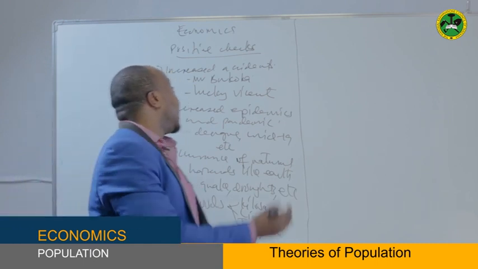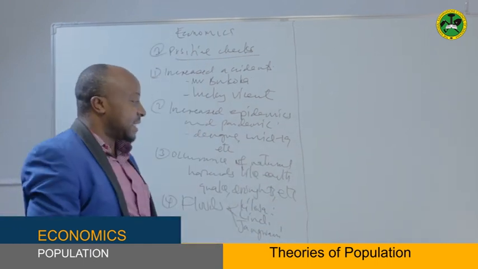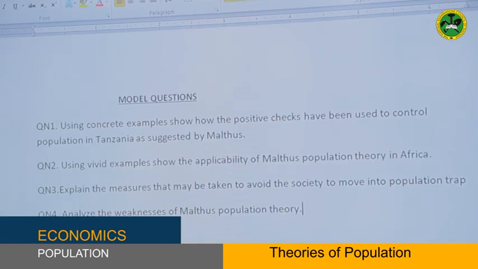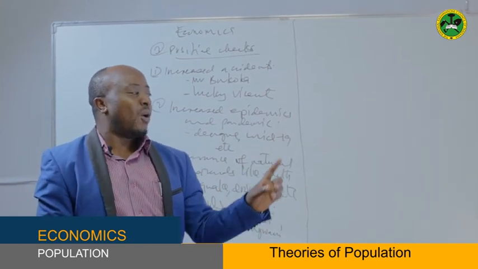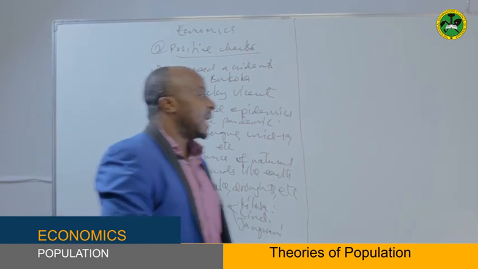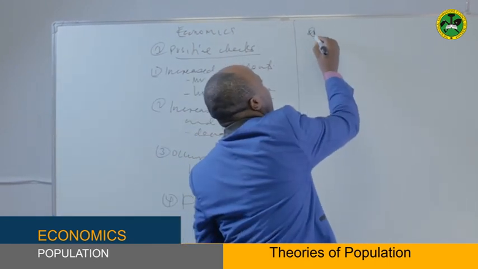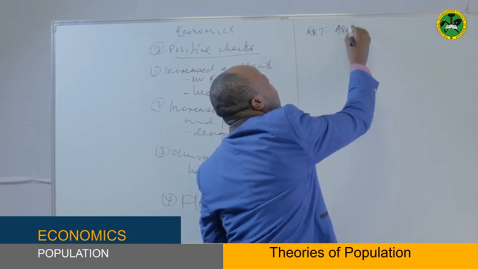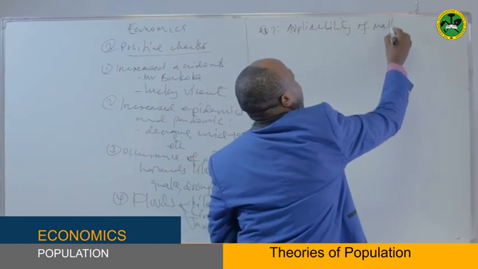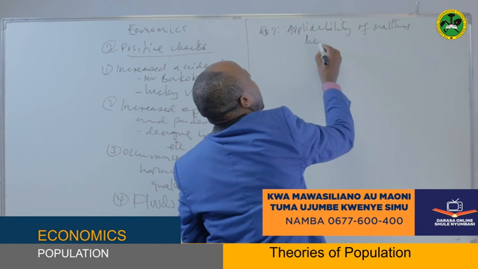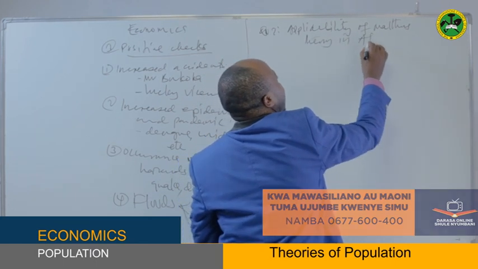Now we move to the second question. This was question number 1. Now for the second question, the question is asking, using vivid examples, show the applicability of Malthus population theory in Africa. It means in question 2, we want to see the applicability of Malthus theory in Africa.